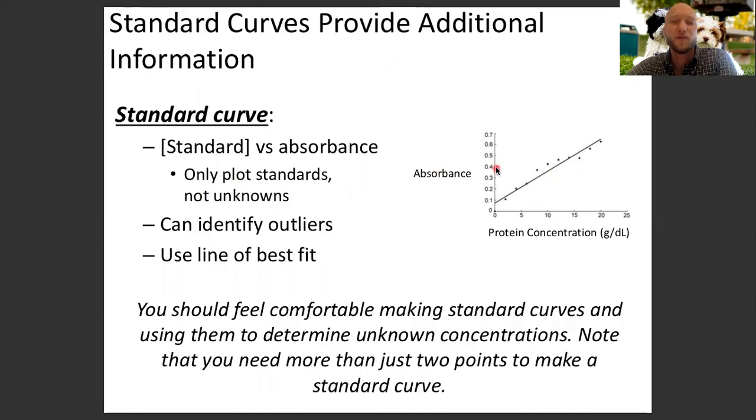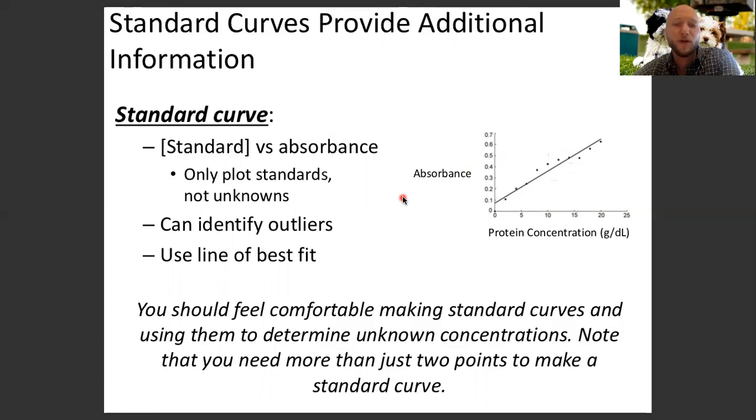Let's say our unknown absorbance value is 0.4. We're going to go to 0.4, follow it straight across till we hit the line right about here, then straight down. I'd say that's about 10, 11, or 12 grams per deciliter. And that's how you figure it out. If it's 0.5 for the unknown absorbance, you follow the line straight over till you hit the line, then you go straight down, looks like maybe 15 grams per deciliter. It's a good way. You should be comfortable making standard curves and using them to determine unknown concentrations.